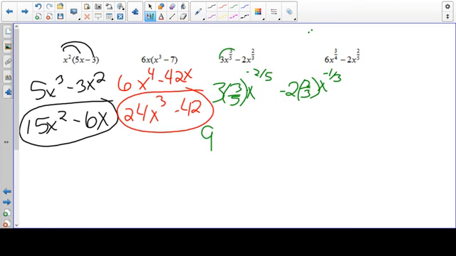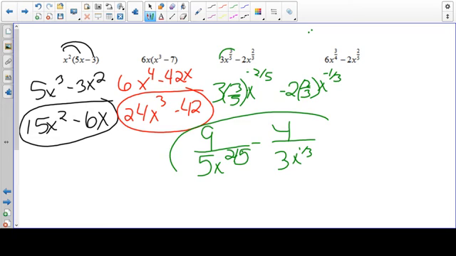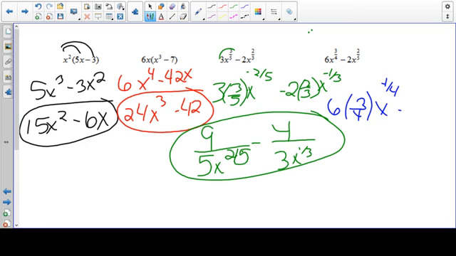Three times 3 gives me 9, so I have 9 over 5x to the 2/5, excuse me, I apologize, I looked at the wrong part. Minus 4 over 3x to the 1/3. I can't simplify any of those fractions, so I'm just going to leave them as funny numbers, just because I can't do anything with it. Alright, the very last one, I have 6 times 3 over 4 x to the negative 1/4 minus 2 times 2/5 x to the negative 3 over 5.